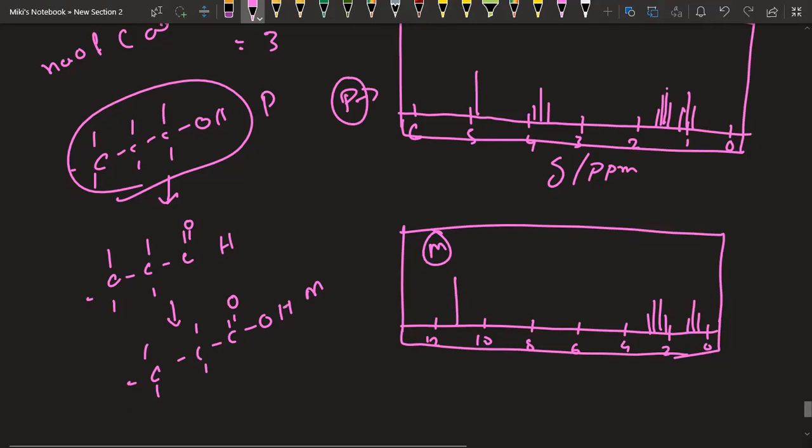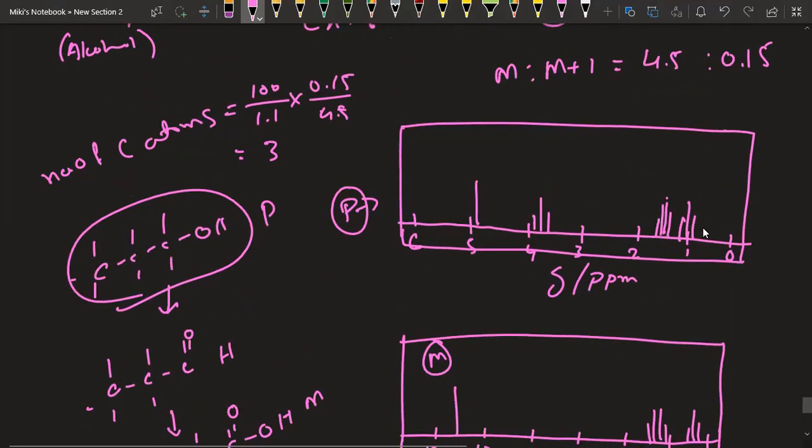Now for P, let's see which portion is for which part. Here we have a triplet. Now let's consider it for this carbon. Why are we considering this carbon? See, if you consider this carbon, it has a triplet to its nearby portion. Here, if it is CH2, then it has a triplet. That means this could be a possibility.